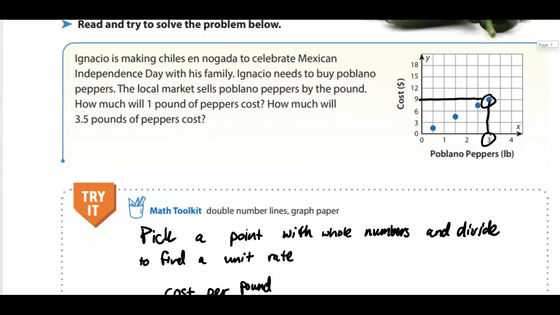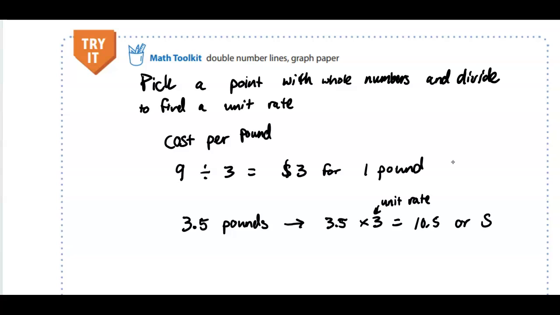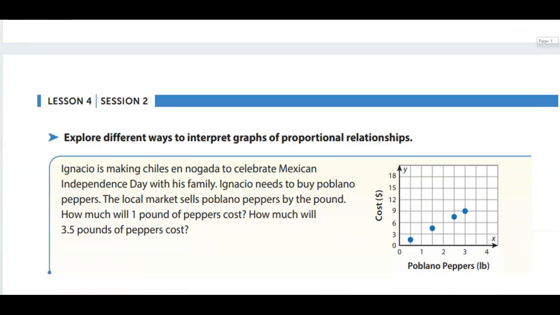Then it said, how much would 3.5 pounds of peppers cost? Well, if 1 pound costs $3, 3.5 pounds is simply 3.5 times our unit rate, which is 3. This is our unit rate. So this gives us 10.5 or $10.50. If it was $10.05, it would be 10.05. Okay. All right. Turn the page to page 66.